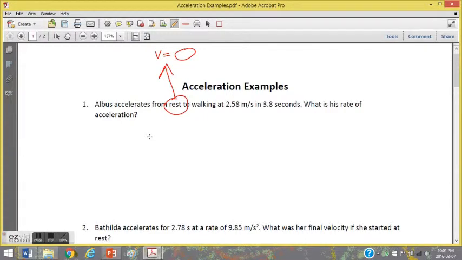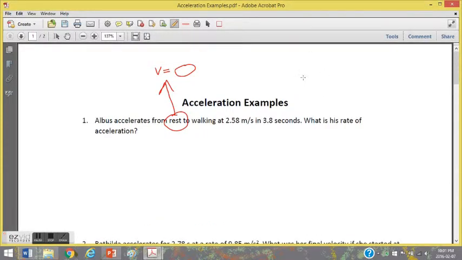Our formula, which you should write on the top of this as well, or in your notes, is A equal to V2 minus V1 over the change in time, which would be T2 minus T1. So we look at our second speed, that's our final speed, minus our first speed or our initial speed. Okay, so we want acceleration, so A is equal to V2 minus V1 over delta T, over the change in time.